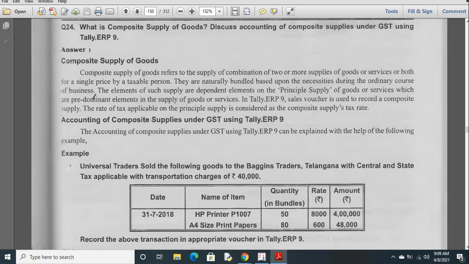Composite supply of goods refers to the supply of a combination of two or more supplies of goods or services in a single price by a taxable person. They are naturally bundled based upon the necessities during the ordinary course of business.